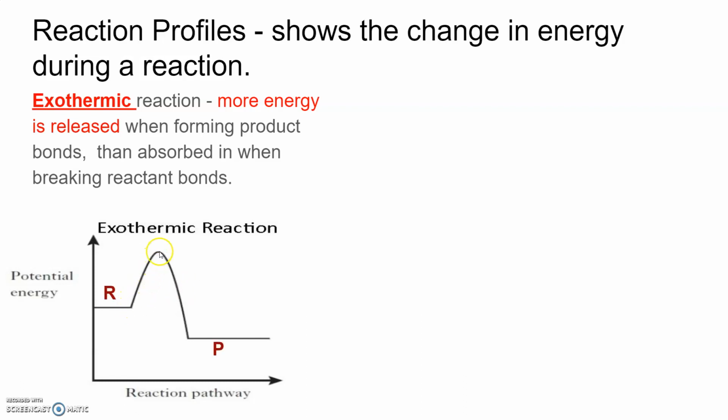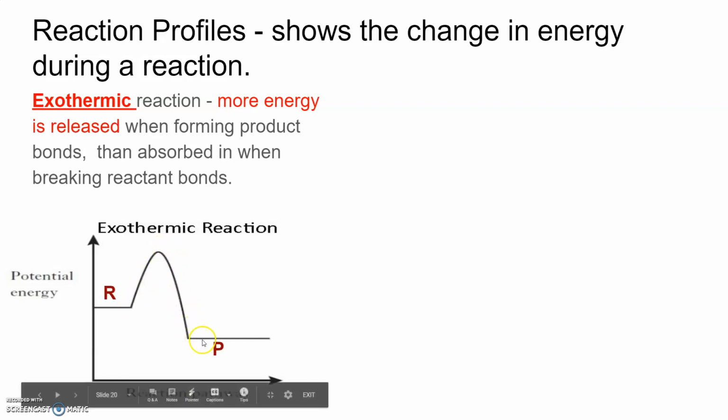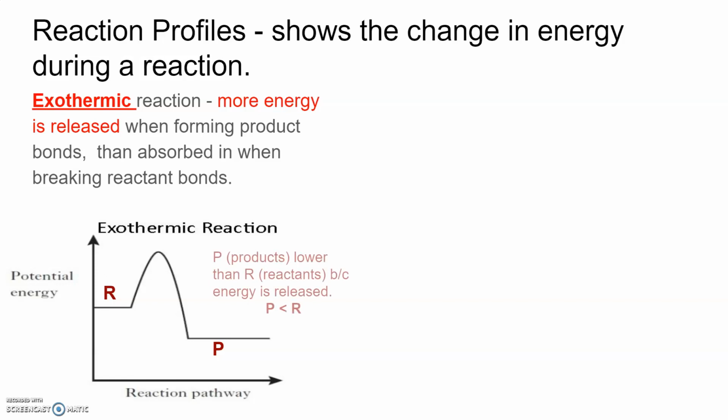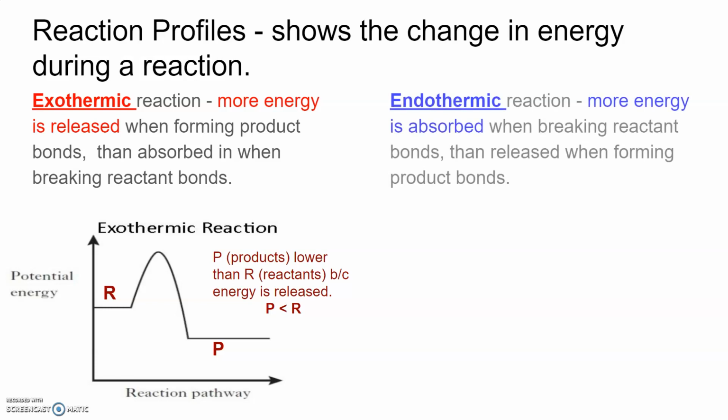And then you'll notice that there's this little hump here, and you can go from the reactants to the products. On the y-axis, you have your potential energy, and on the x-axis, you have what's called the reaction progress. Now, you'll notice that for an exothermic reaction, the products are lower than the reactants because energy is being released. So you start at a higher energy than what you end up with.